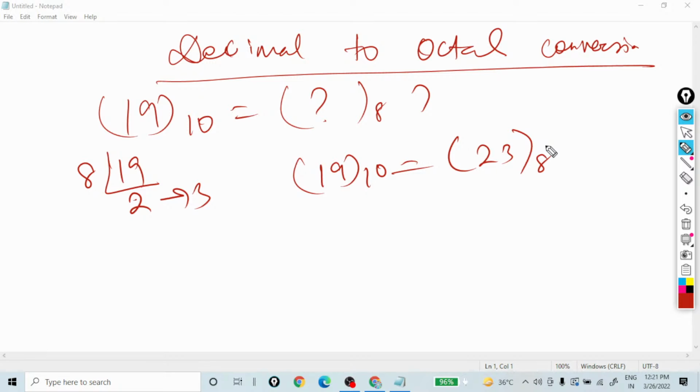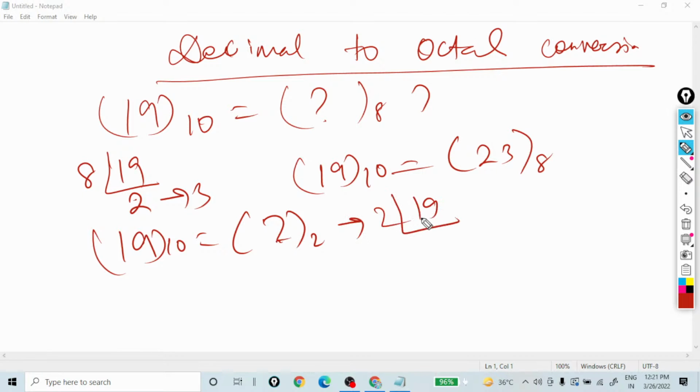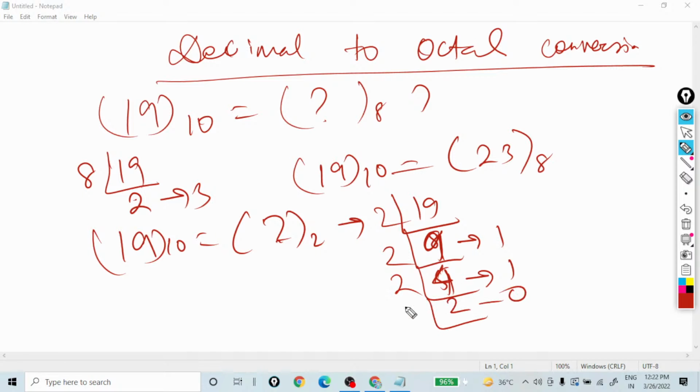This is the octal conversion, right? If you consider 19 in decimal, then what will it be in binary? Then what will be the answer? How to do it? 19 divided by 2, and it's 9. Here will be 1, then 2 into 4 is 8, here will be 1. Then 2 into 2, 0, 1, then 2 into 1, that will be 0.